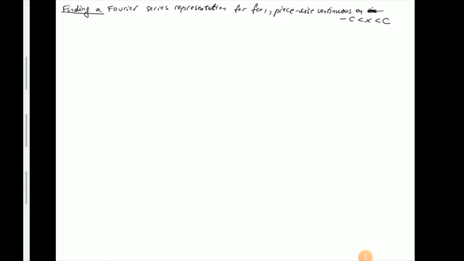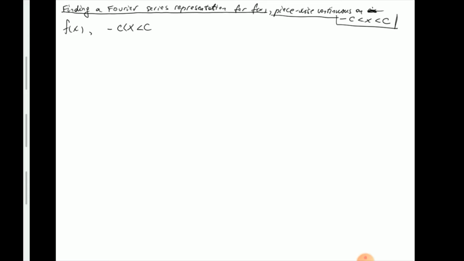Okay, so let's see how we find a Fourier series representation for a piecewise continuous function now over a generic symmetric interval minus C and C. So we're going to do this just for the general series because for just cosine and sine, it follows easily, right? I mean, if we have the same discussion with even versus odd functions, the formulas will be very similar. So the starting point is a function f of x with x between minus c and c.